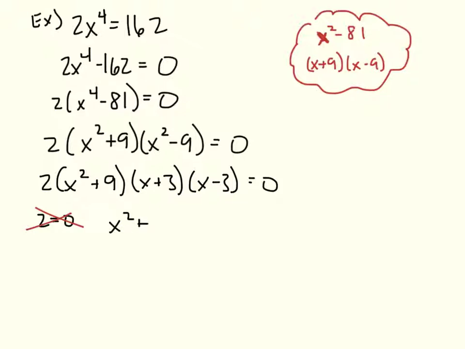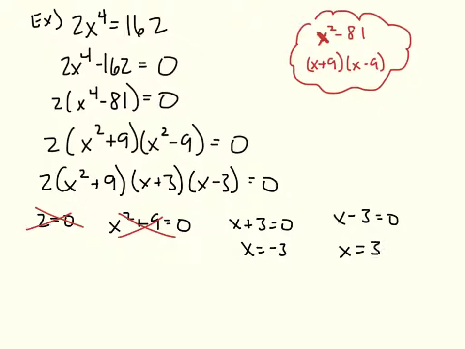x squared plus 9 equals 0. I'm going to end up taking the square root of a negative number, right? So this won't give me a real solution. x plus 3 equals 0. So x equals negative 3. And x minus 3 equals 0, so x equals positive 3. So this has two real solutions.